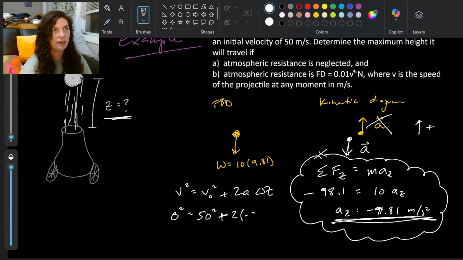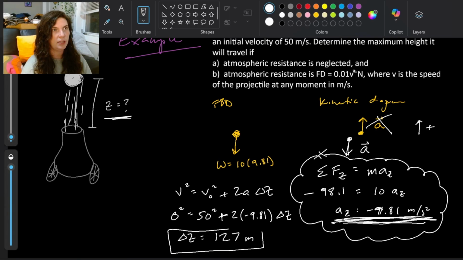2 times negative 9.81, right? That acceleration is negative, as we proved through our equations of motion and as we know from our projectile motion problems. Negative 9.81 times delta z. So delta z, the height that it's reaching, since it said we started at the ground, we're going to assume that our initial z is 0. So the height that it's reaching is 127 meters. That's for part A, if we ignore that atmospheric resistance.